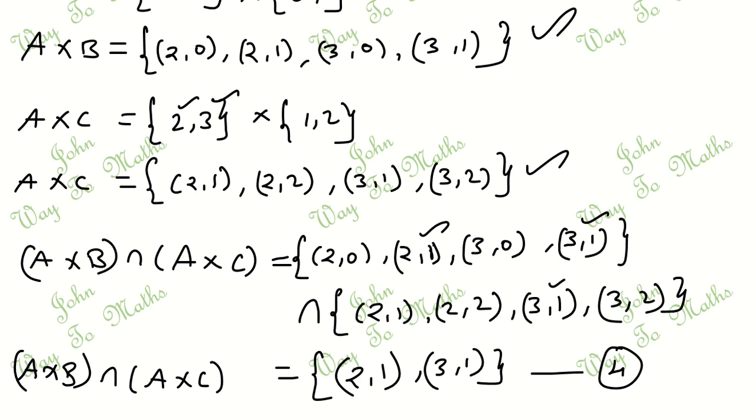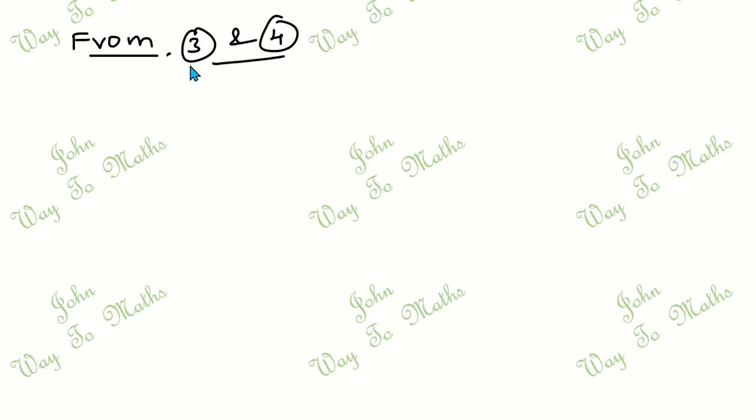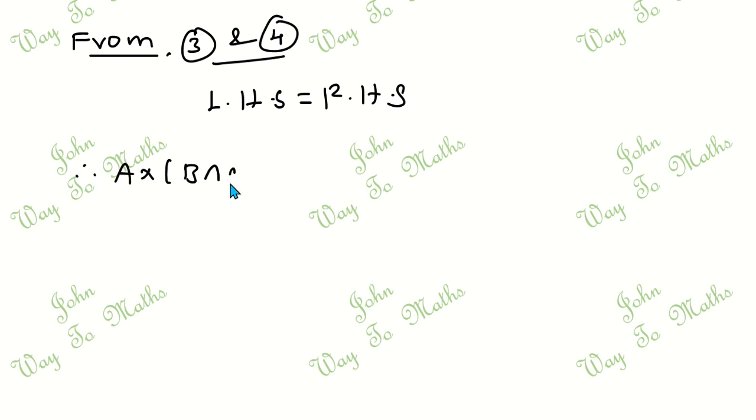So from 3 and 4, so LHS is equal to RHS. Therefore, the result A cross B intersection C, which is equal to A cross B intersection of A cross C, is verified.